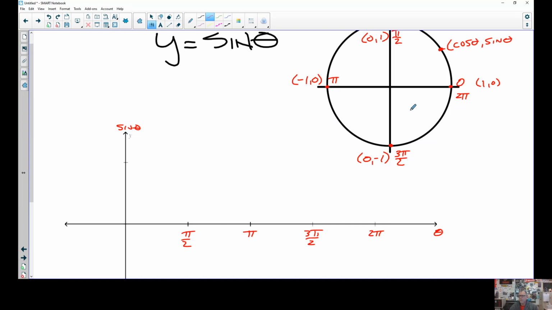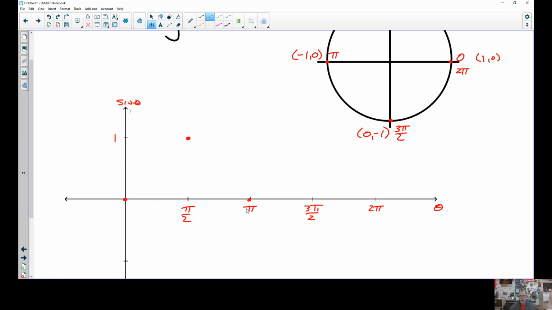So where do we start? For sine, we start at 0. 0, 0 is where we start. At pi over 2, we have a value of 1. We'll make this 1. We have that value of 1. At pi, we have a value of 0 again. At 3 pi over 2, we have a value of -1. So 3 pi over 2, we're down here at -1. And at 2 pi, we're back at 0 where we started.